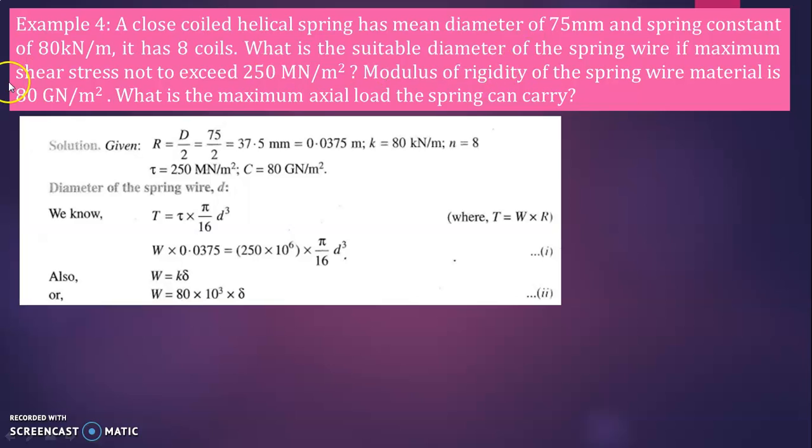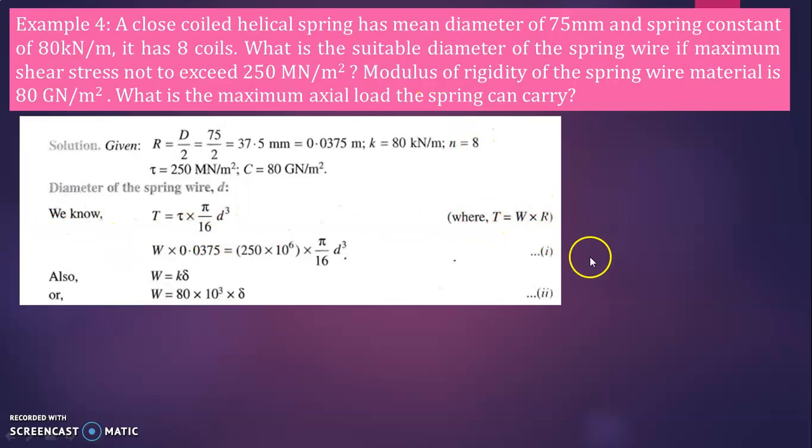D you have to calculate, and tau is equal to 250 meganewton per meter square, or 250 into 10 raised to 6 Newton per meter square. And modulus of rigidity of the spring wire material is 80 giganewton per meter square, or 80 into 10 raised to 9 Newton per meter square. What is the maximum axial load the spring can carry? That is W you have to calculate.